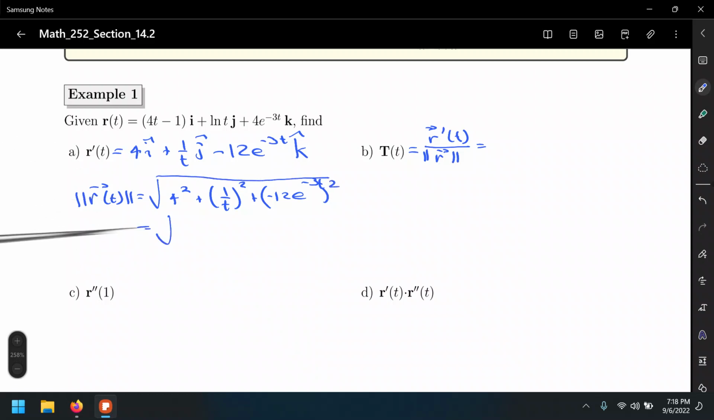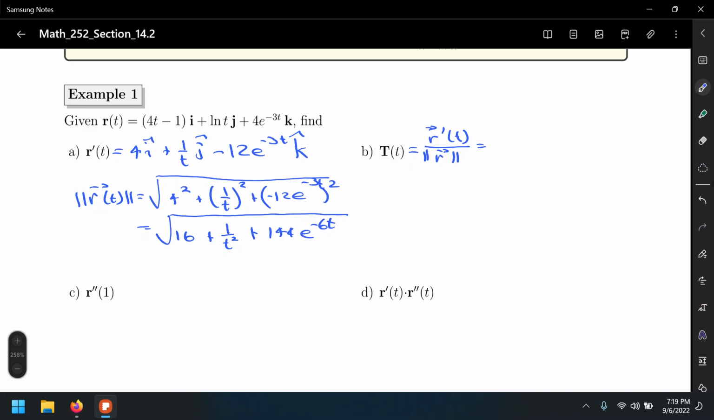Okay, so that's going to give us 16 plus 1 over t squared plus 144 e to the negative 6t. Recall that when we have a power of another power, exponents multiply, and negative 3t times 2 gives us negative 6t. So what are we going to have in here? Just divide our r prime.